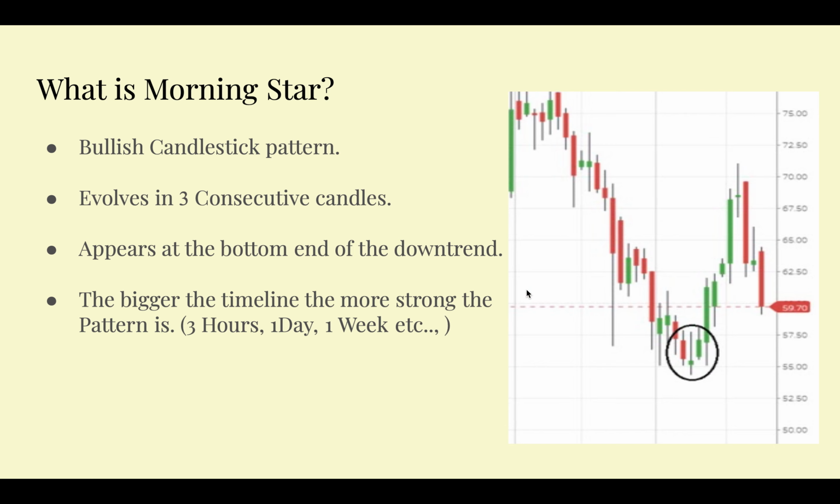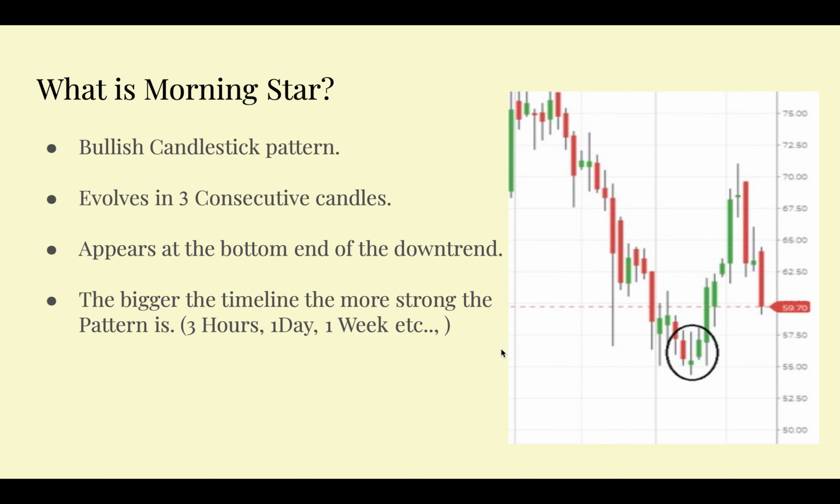The probability of success when you use this morning star candlestick pattern will be very high or strong when your timeline is longer. For example, the day one will be stronger than the 3 hour timeline. In the same way, the week one morning star candlestick pattern is stronger, or its success rate is higher, than the one day. So the bigger the timeline, the stronger the pattern.